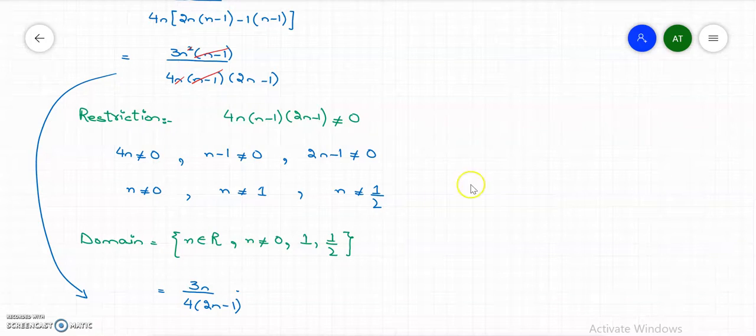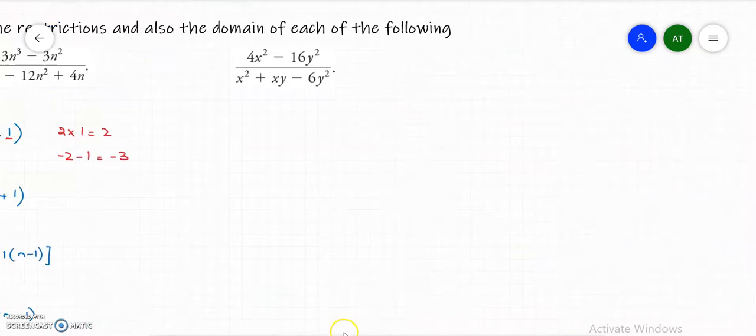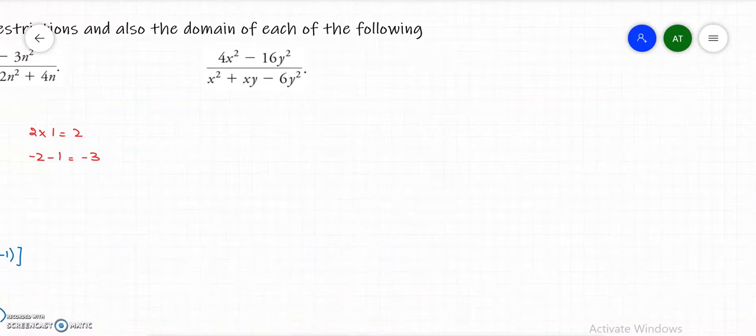Let's move to the second rational expression. We are given the second expression. In the second expression we can apply the formula for 4x square, so it would be 2x whole square and negative 4y whole square. Right?